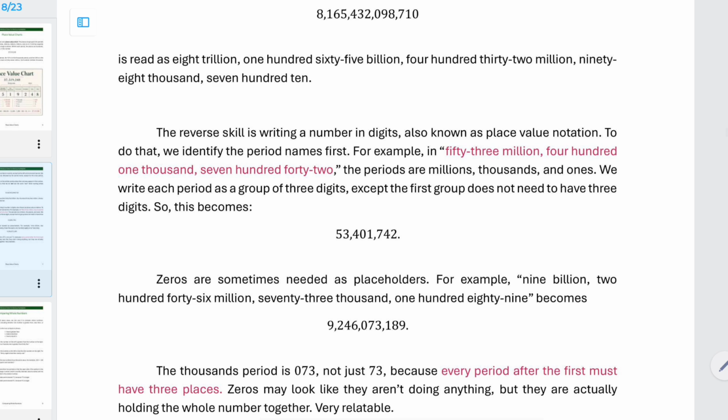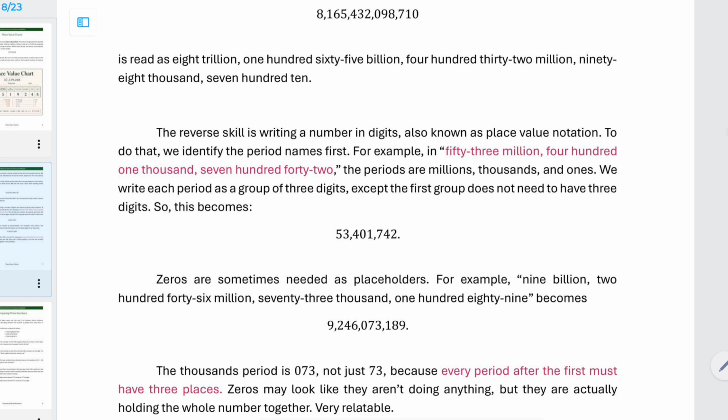To do that, we identify the period names. For example, in 53,401,742, the periods are millions, thousands, and ones. We write each period as a group of 3 digits, except the first group does not need to have 3 digits. So this becomes 53,401,742. Zeros are sometimes needed as placeholders.